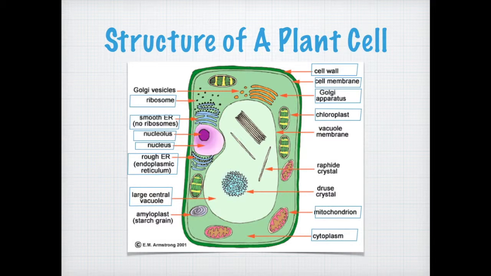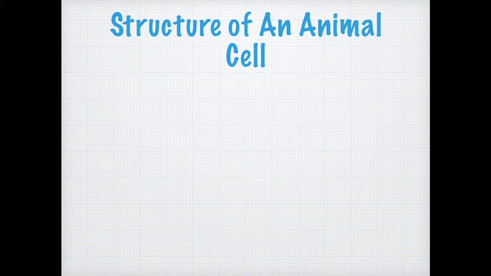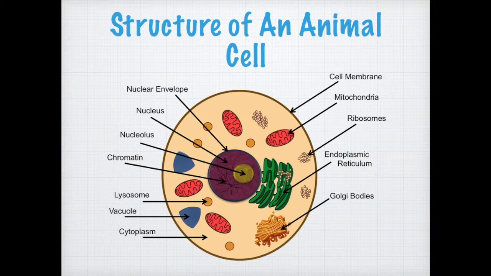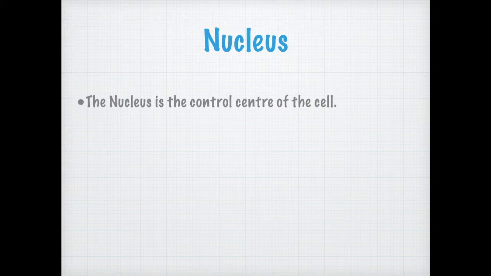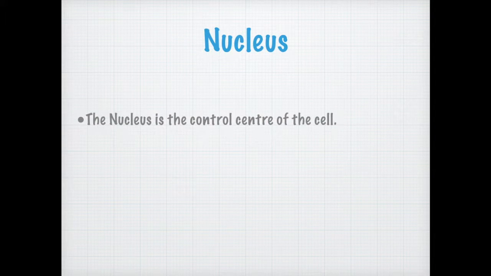Okay, now let's move on to the structure of an animal cell. The structure of an animal cell is different to that of a plant cell. Look at it for now. In this, all the labels are pretty important. Just know the positions and the names of all of these. We are going to discuss the functions later in this video and in the next part of this series.